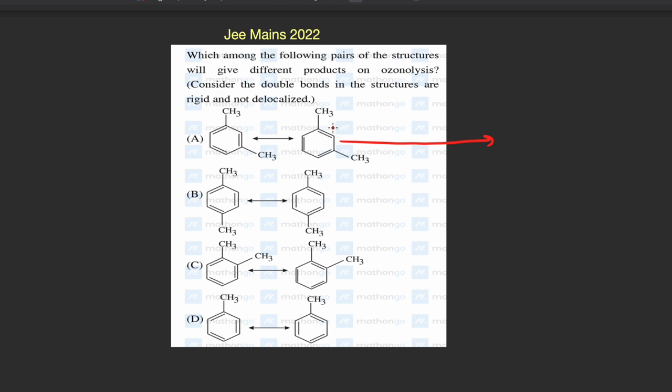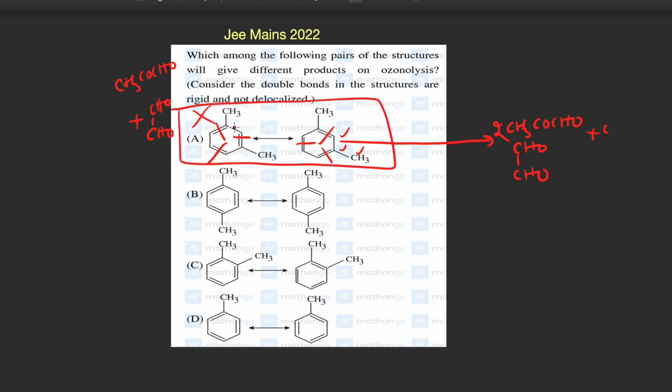So for the first one I have to cut these bonds like this. So 1 2 3, so I will get one CH3 CO CHO, this is CH3 CO CHO, 2 moles मिल गए, and this is going to be glyoxal. So I have got 1 mole of glyoxal and 2 moles of 2 keto propanal. So let's do this also. So for this, here is one glyoxal, CHO and CHO, 1 mole of glyoxal. Both are same kind of ketones, CH3 CO CHO. So in first option we are getting only same kind of products. This is not the answer.